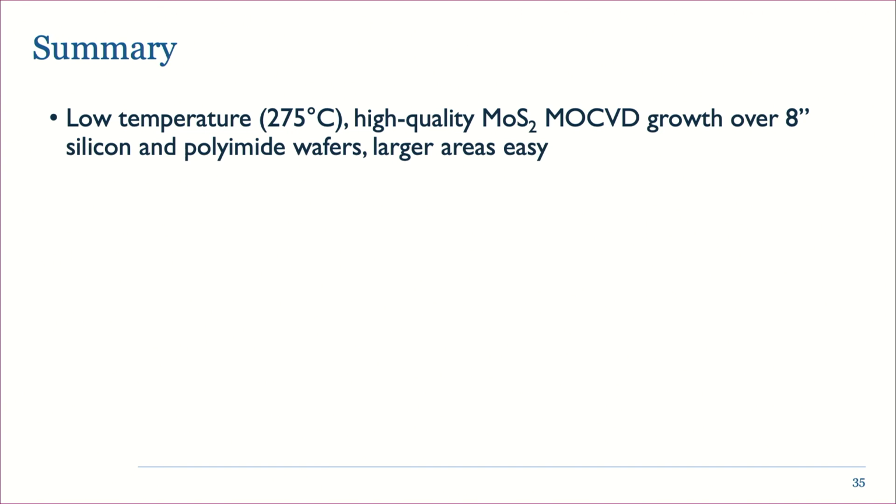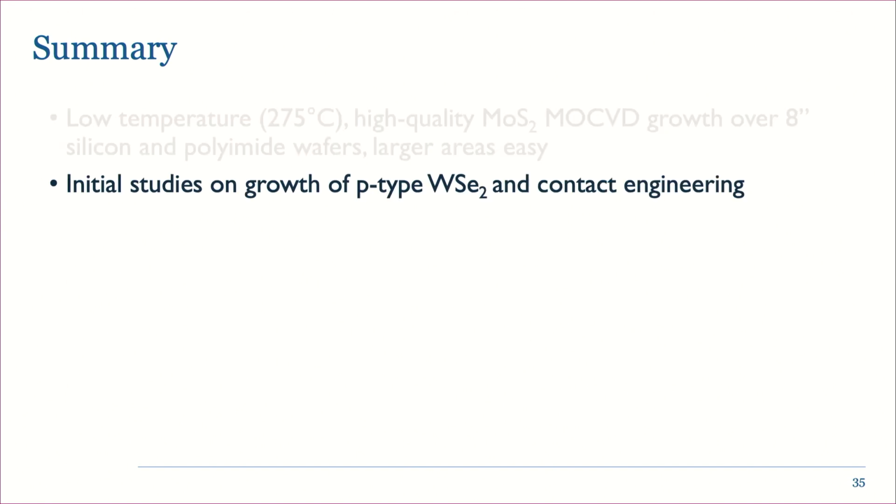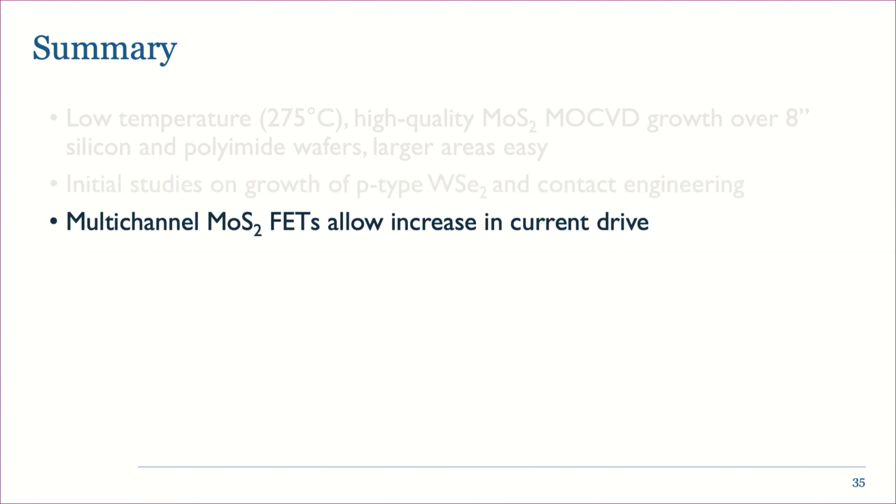So in summary, we've demonstrated low temperature, high quality MoS2 MOCVD growth on an 8-inch wafer. We can do that on silicon oxide or polymer wafers. We have some initial studies on the growth of P-type tungsten diselenide as well as contact engineering. We've made multi-channel MoS2 transistors which allow for increased current density within the same footprint.